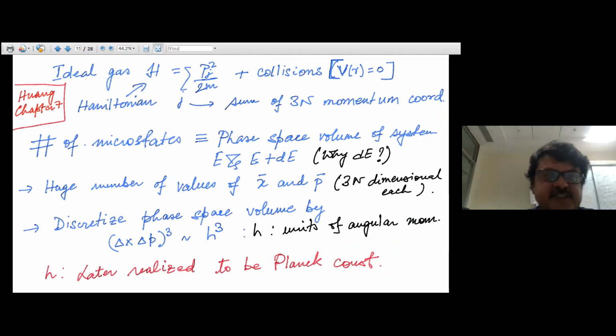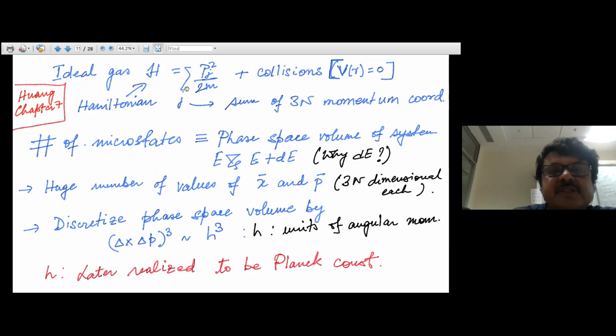So, changing tack a bit. This part is taken from Huang, chapter 7. I'm not continuing with Pathria because it has given much more detail and quantum statistics, so this becomes a bit diffuse. I wanted to quickly give an intuitive idea of how to calculate this omega, and this is better done in Huang. We are going to calculate omega for an ideal gas.